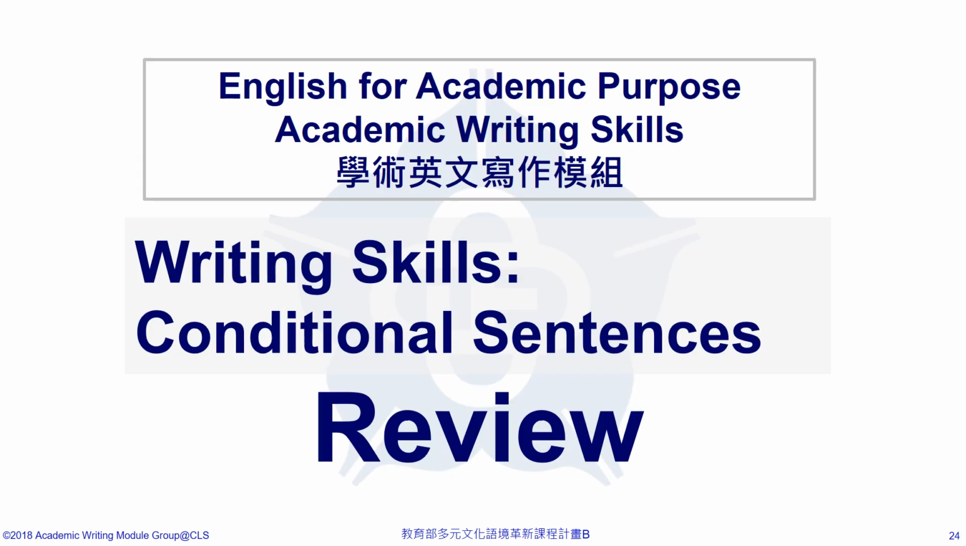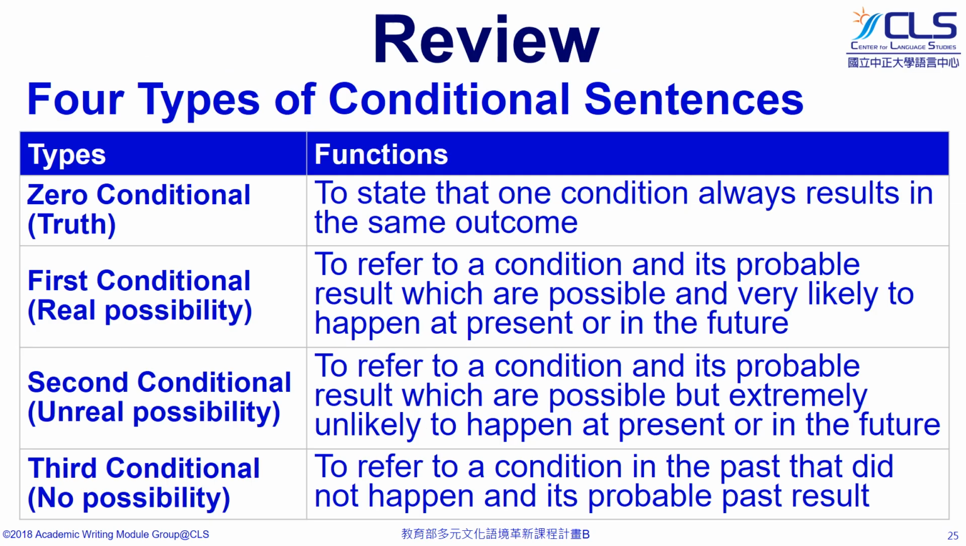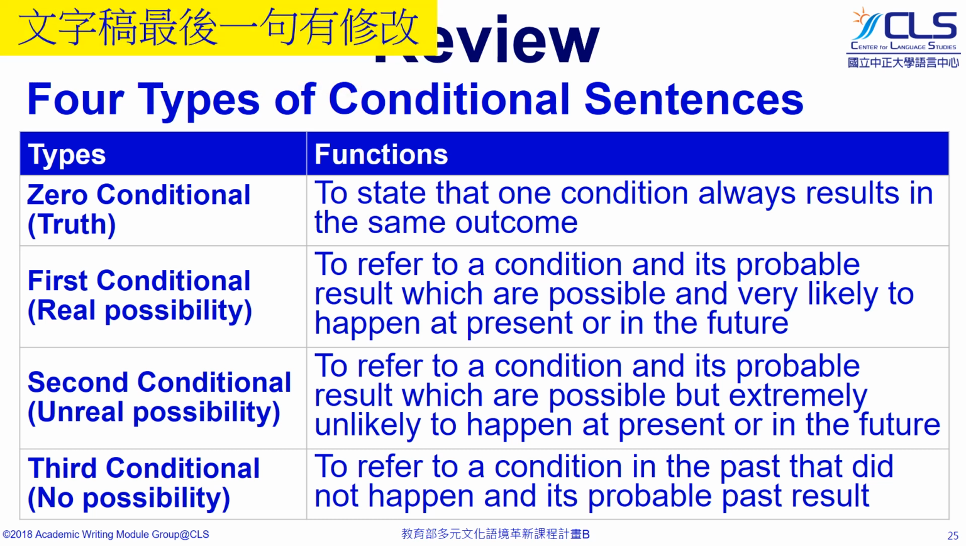Now, let's quickly review what we have learned. There are four types of conditional sentences we can use to express different degrees of certainty. Zero conditional refers to the general truth about one condition, which always leads to the same outcome. While both first conditional and second conditional refer to a condition and its probable result at present or in the future, the situation in first conditional is very likely to happen, and the situation in the second conditional is extremely unlikely to happen. And third conditional refers to a condition in the past that did not happen.